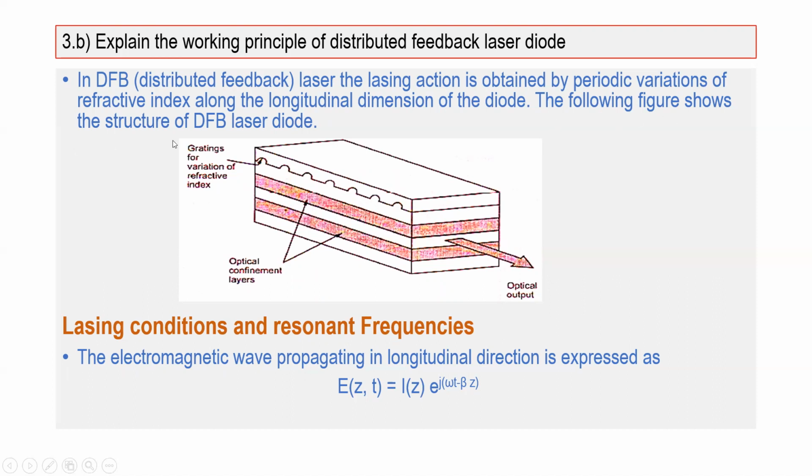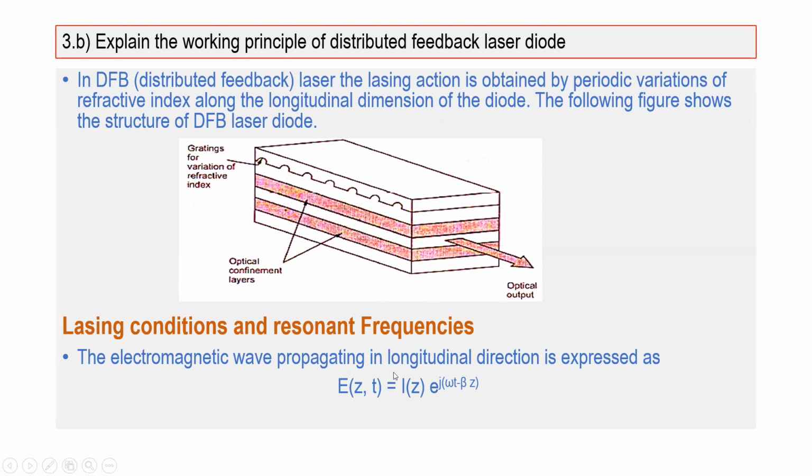The following figure shows the distributed feedback laser diode structure. Here you can observe these are the gratings for variation of refractive index, where we are changing to different refractive indices. And then come the optical confinement layers. Your light active element will be present in this layer. Between these two, your active element will be present, and from there you will be generating an optical signal, and that optical signal will come out in this way.